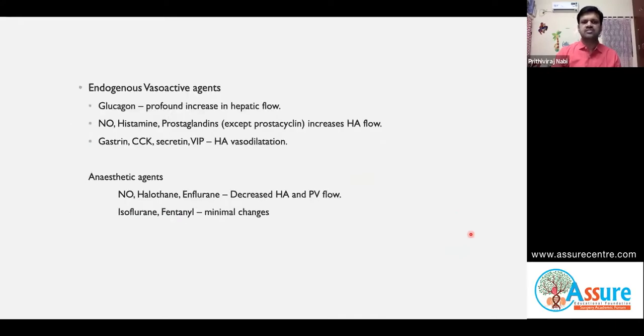So coming to the next, endogenous vasoactive agents, glucagon, there is a profound increase in hepatic flow with glucagon. With nitric oxide, histamine, prostaglandins, except for prostacyclin, there is an increased hepatic artery flow. Coming to the anesthetic agents, as we know, fentanyl is very commonly used in patients with liver diseases, and isoflurane and sevoflurane, because the normal agents that we regularly use, like nitrous oxide, halothane, and enflurane, cause a decreased hepatic artery and portal venous flow, and that has a marked effect whenever they are doing liver surgeries.